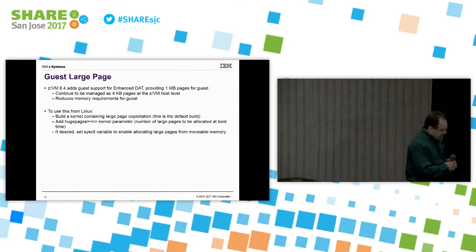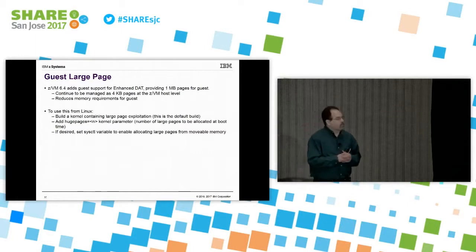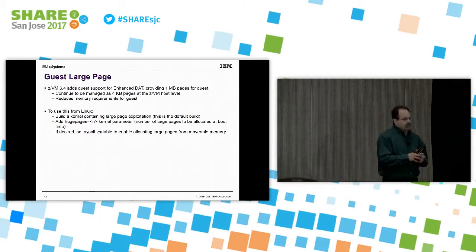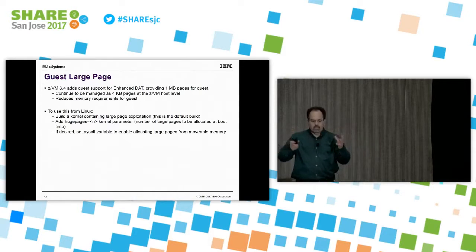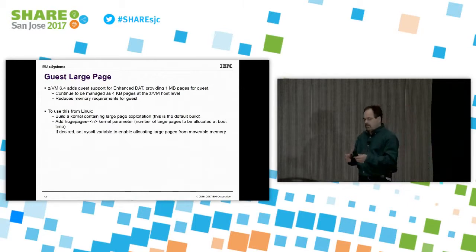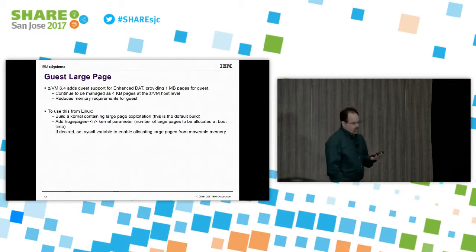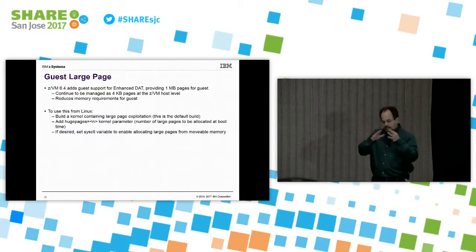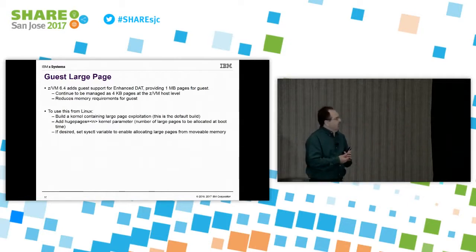Guest large pages, Bill touched on this also. So the ability for guests to use large pages, 1 megabyte pages. So VM still uses 4K pages. So the guests can use a 1 megabyte page, but in the hypervisor, that's all still managed in 4K pages. It lets the guests run more efficiently, reduces the memory requirements because for the same amount of memory, you have smaller and fewer constructs to manage those memory pages. So it lets the guests run more efficiently.